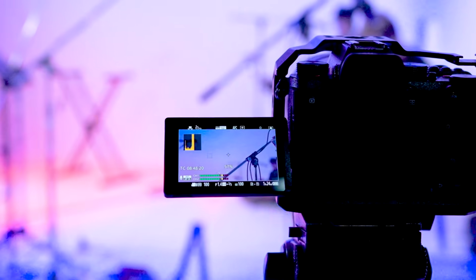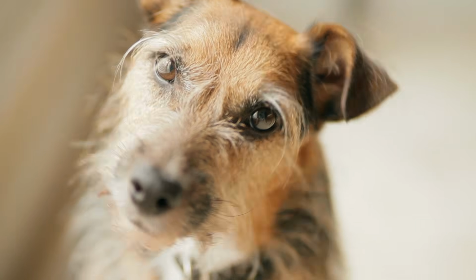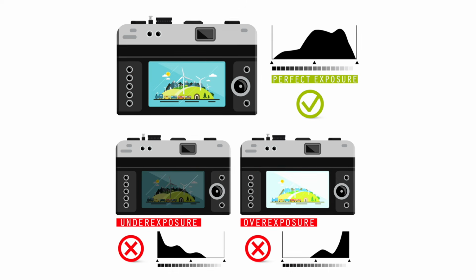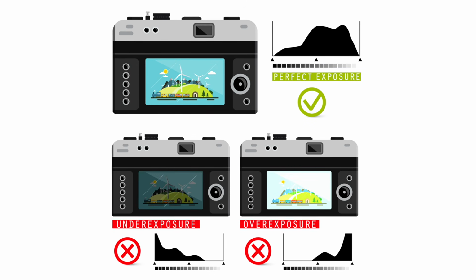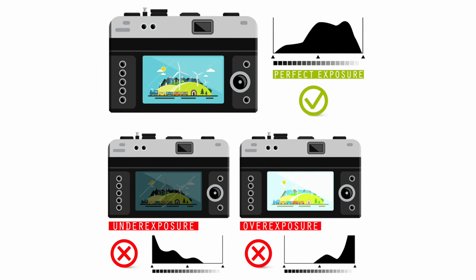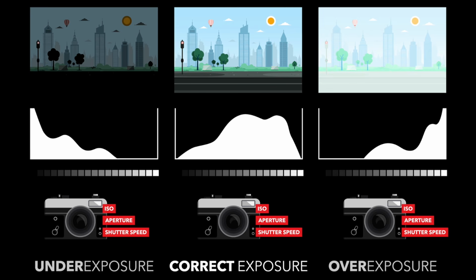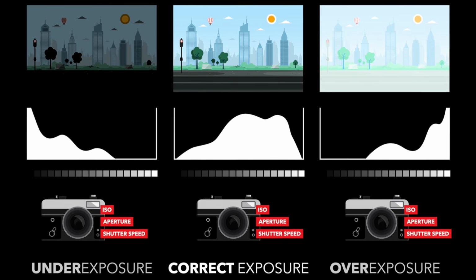Here's the good news. Your camera already has a built-in tool that can help you avoid all of that frustration. But a lot of people, well, they either ignore it or they don't even know how to use it. Today, I'm breaking down your camera's histogram. I'm going to cover what it is, how to read it, and how to use it for better photos. I'm going to explain it in plain English and give you steps that you can start using today.